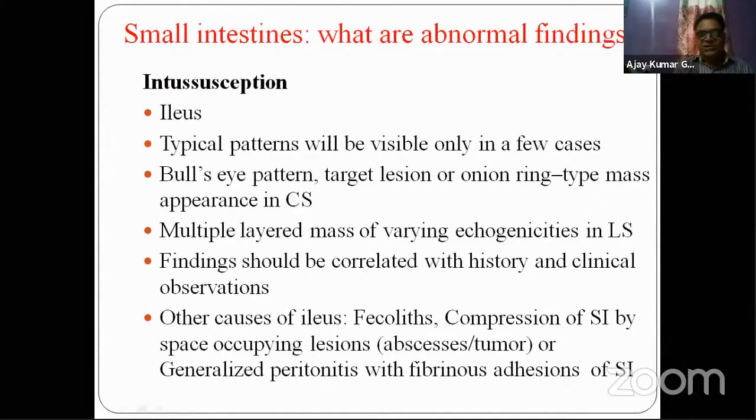However, the other causes of ileus could be fecoliths, compression of the small intestine by space occupying lesions, which are difficult to detect because they may not be within the reach of the ultrasound beam, and general peritonitis with fibrinous adhesions of small intestine, which can be very easily diagnosed by using ultrasonography.